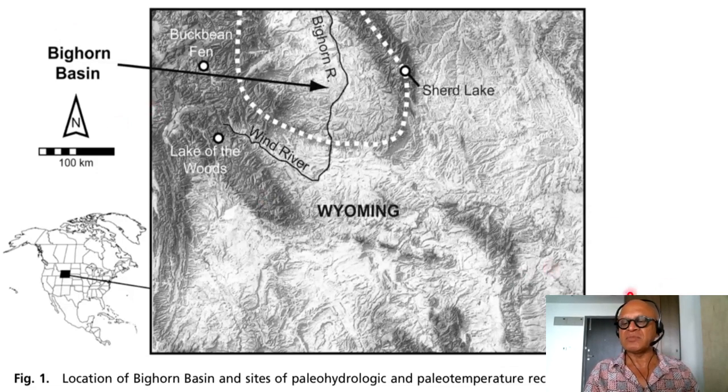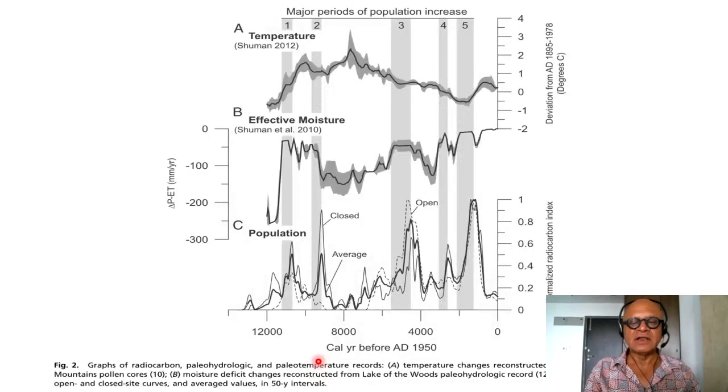So I'm taking this from a PNAS, Proceedings of the National Academy of Sciences, book on climate and humans. So it's looking at the US here, the Wyoming region, looking at some evidence of hydrological changes, so location of Bighorn Basin and sites of paleo-hydrologic and paleo-temperature records. Again, just to add a little bit more detail, but to a more recent time.